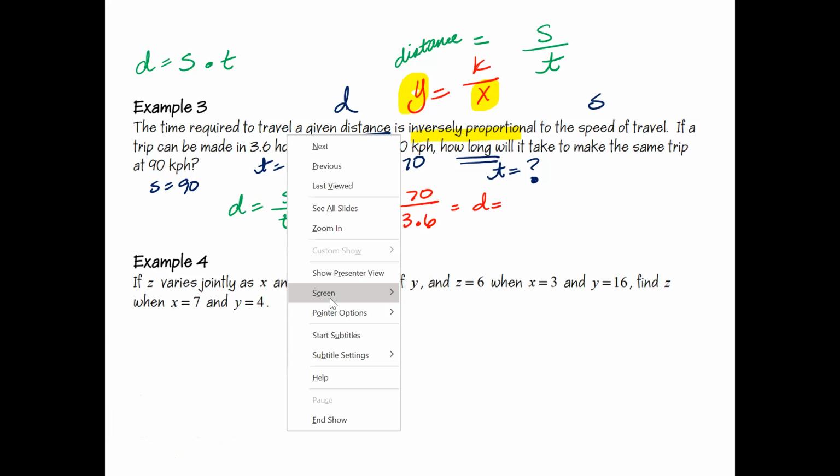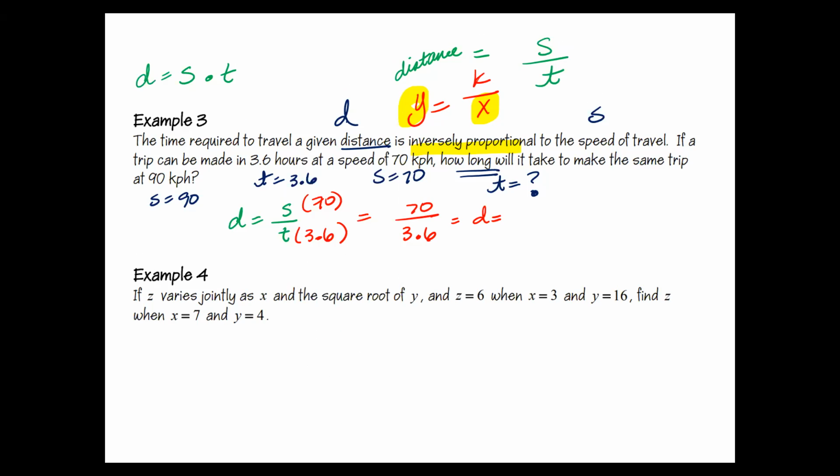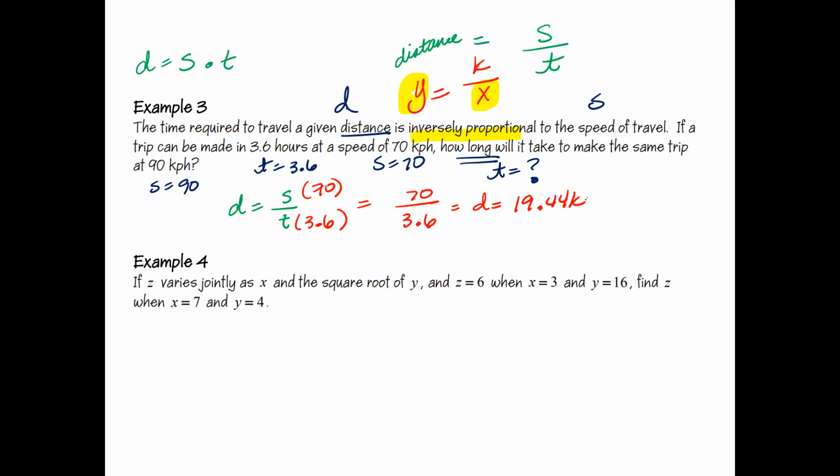And what is that going to be? I'm going to bring back my calculator. 70 divided by 3.6. That distance is 19.44 kilometers. 19.44 kilometers, okay? Now I'm going to rewrite my equation. So I'm going to have 19.44 equals S over T. Okay, that's my new equation now.